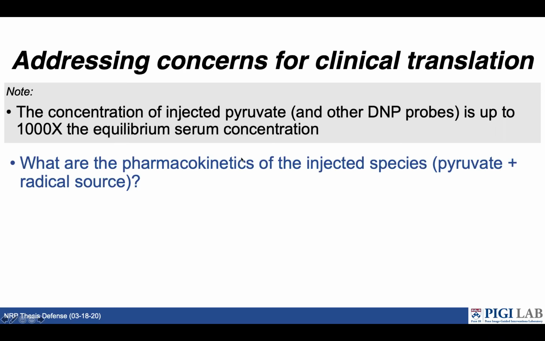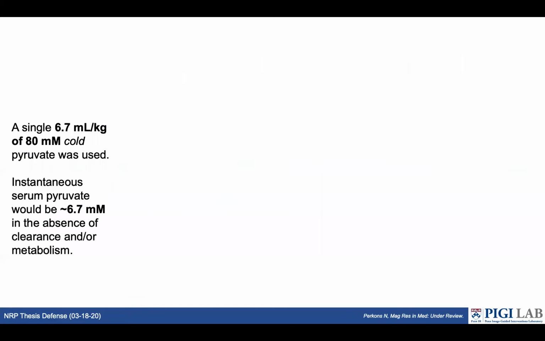So the first question is, what are the pharmacokinetics of the injected species? We're injecting pyruvate, but in order to get that excited signal, we use a free radical to help excite it. So what's happening to those? How is equilibrium restored, and how quickly? To do this, I essentially gave pyruvate the same way I always do, except I just didn't put it in the hyperpolarizer.